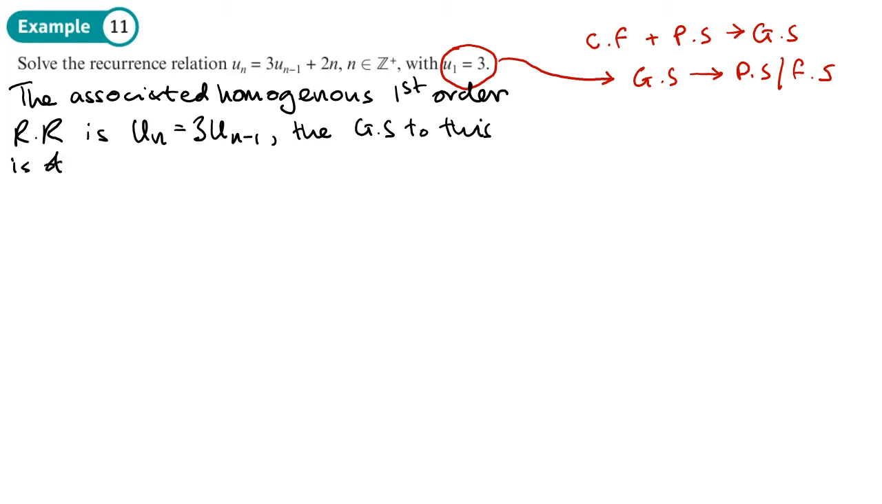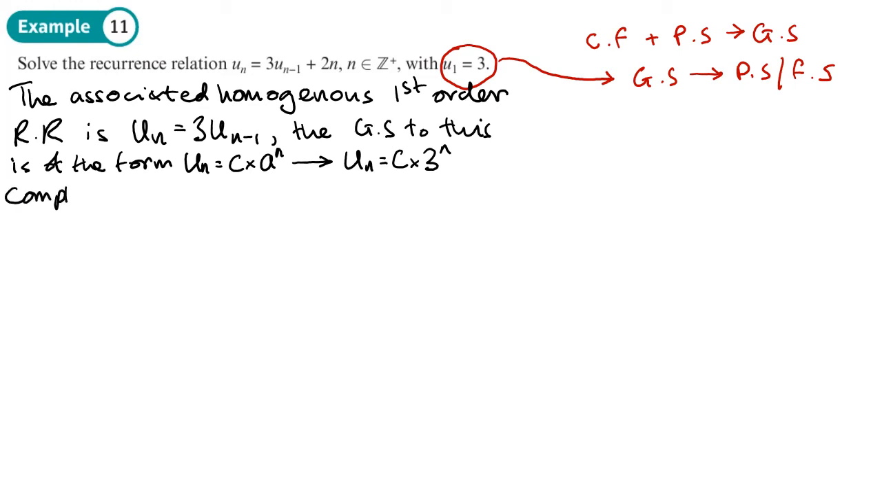And the general solution to this is of the form u_n equals C times a to the n, and the value of a is 3, so we have u_n equals C times 3 to the power n. Let's just correct this here, that's not a subscript, that should be to the power.